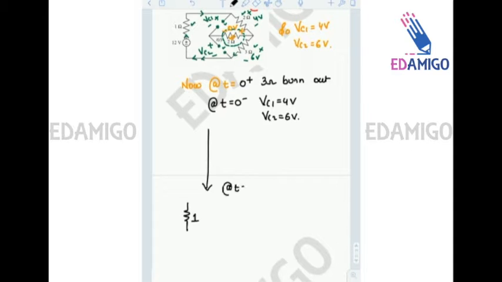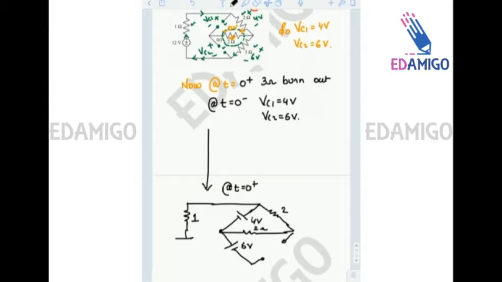Circuit at t equals 0 plus. So there is a 1 ohm resistance, a capacitance replaced by a battery of 4 volts, a capacitance replaced by a battery of 6 volts, a 2 ohm resistance, another 2 ohm resistance. This is open circuited, then the 3 ohm resistance and a 12 volt battery.